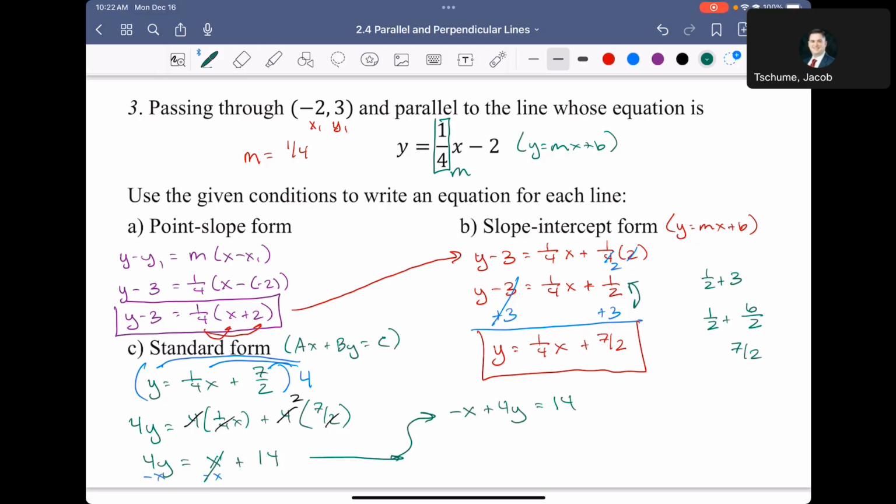And lastly, with standard form, the number in front of your x needs to be a positive number. So in order to change the sign of everything, I'm going to divide every term by -1. And so this will end up giving me positive x minus 4y equals -14. And so a little bit of work always on standard form, but that is your three forms of a line that come from you knowing a point and you finding the slope from the information that is given.